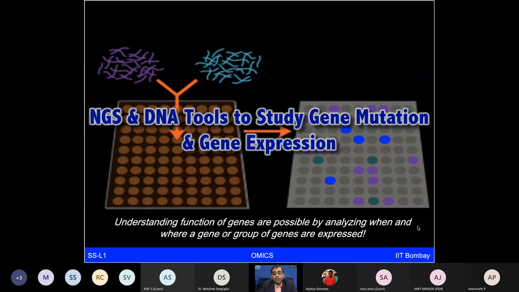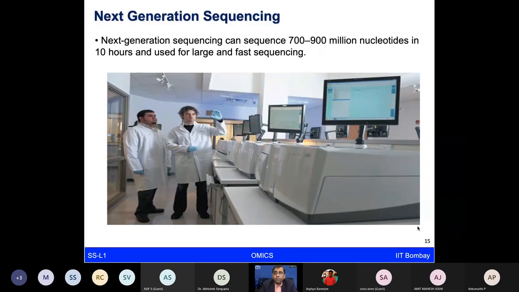So again, once you start looking at the genes, which give the blueprint of life, and how different RNA or proteins are being formed from those, this information gives you some clues about what is going on in an individual or any life science system. So this image shows one of the instrument platforms known as the next generation sequencer, which can sequence the genes or the nucleotides at a very fast pace.